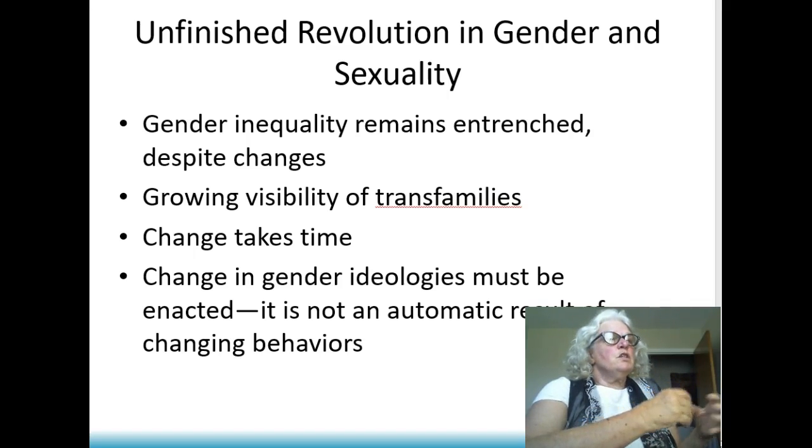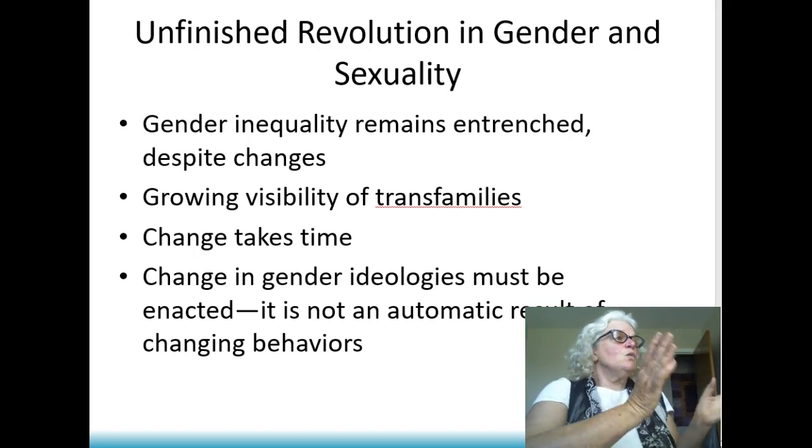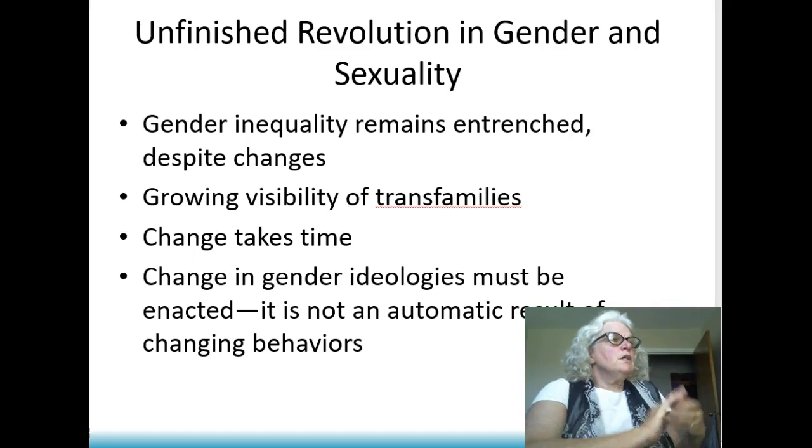men would prefer traditional guidelines, and those gender ideologies must be looked at. It's not an automatic change in behavior just because society has said women should all be working; that doesn't change those other things within the family.